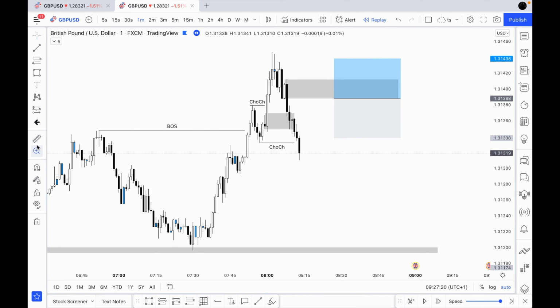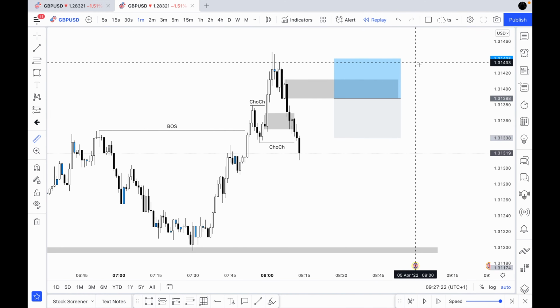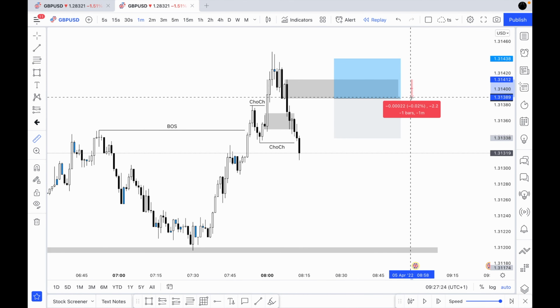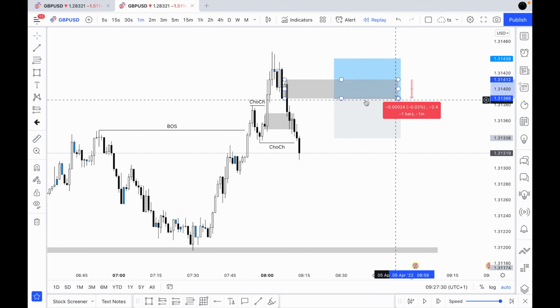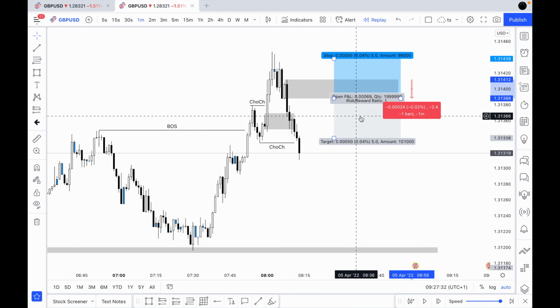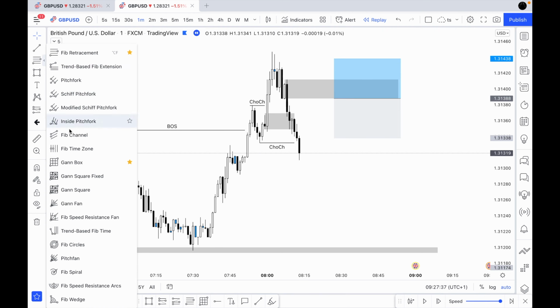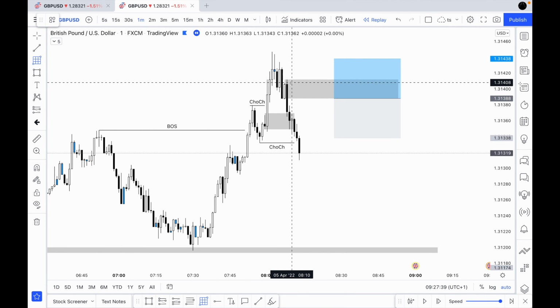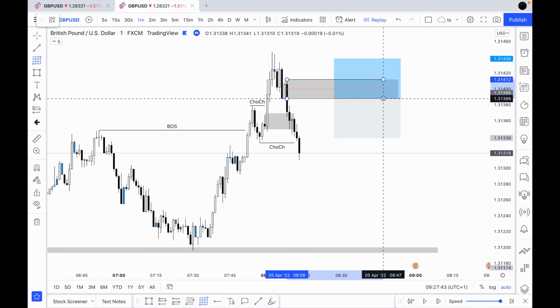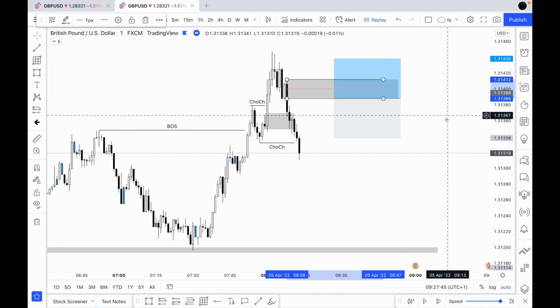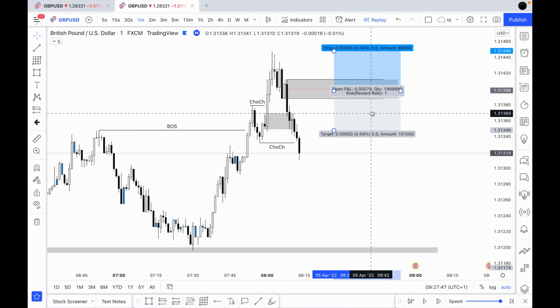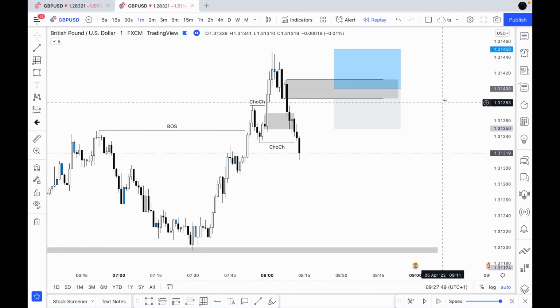Right, so from here, let me just see how wide this is. Right, so my minimum pip stop loss is about 2.5. Now the range of this supply zone is almost my entire stop loss. So in this case, what I will be doing is I will use the GAN box or the fib box, it doesn't matter which one you use, and I'll mark out 50% of this zone, and then I'll be looking to take the entry on the 50% of this zone.